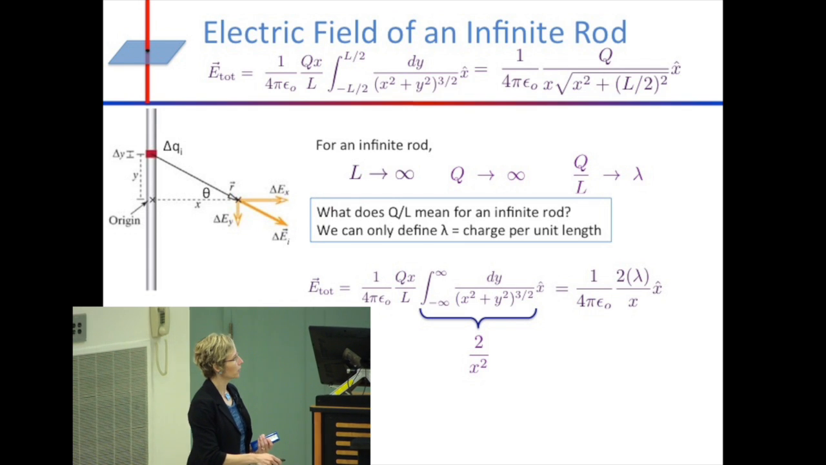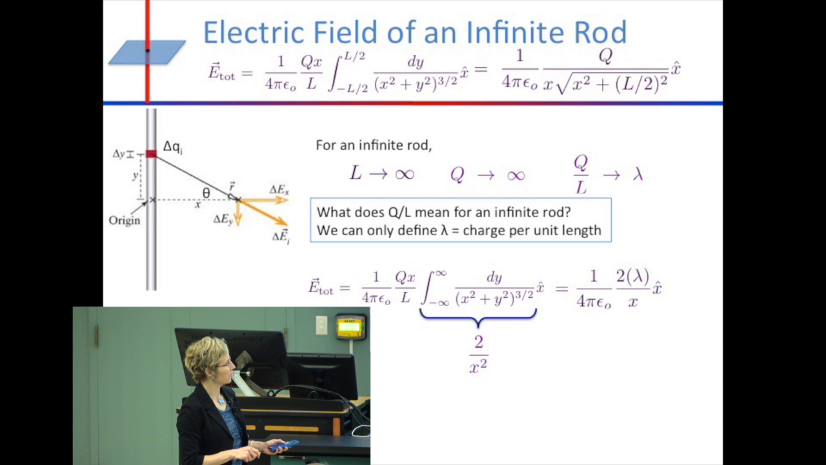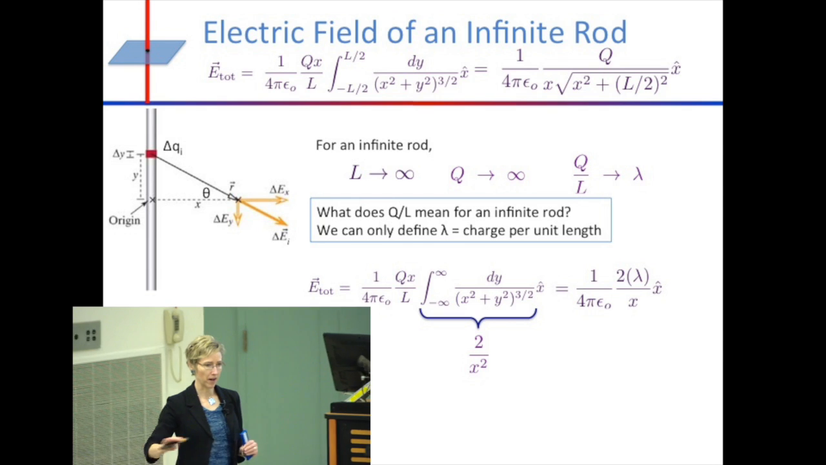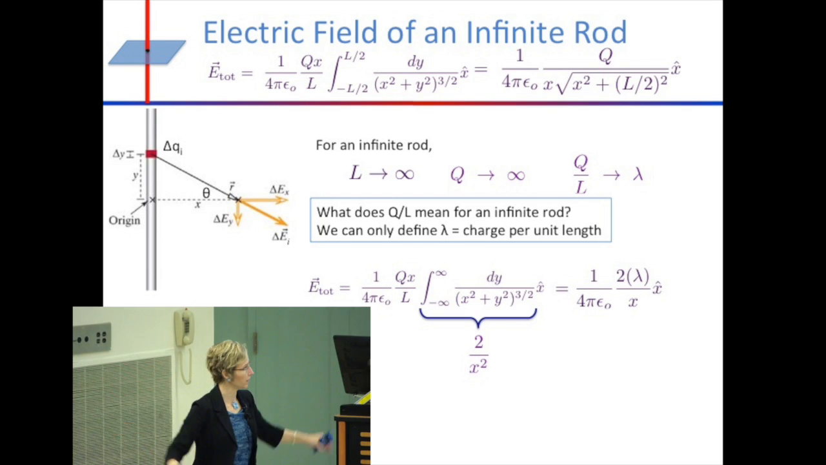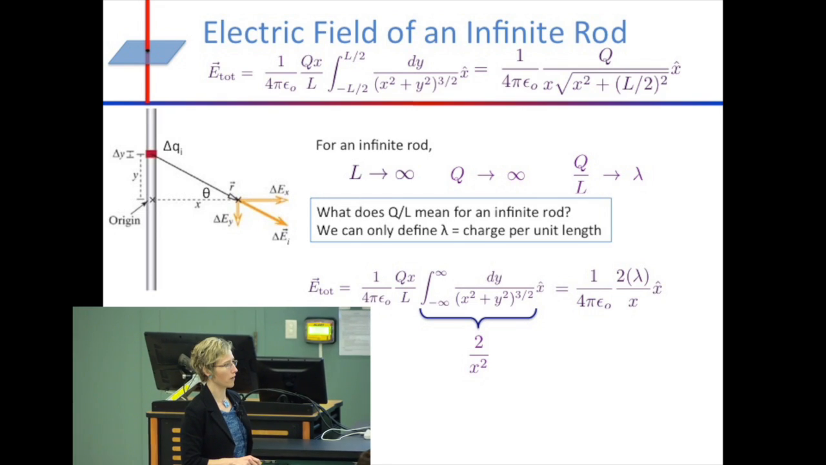The answer to that integral is 2 over x squared. So I plug that in over here. I have an x divided by x squared, which gives me an x in the denominator. The 2 comes over here. And altogether, the total electric field coming out of an infinite rod is 1 over 4 pi epsilon naught, 2 times lambda over x in the x hat direction. Okay, where lambda is q over L. It's the charge per unit length of the rod. Do you have any questions about that?